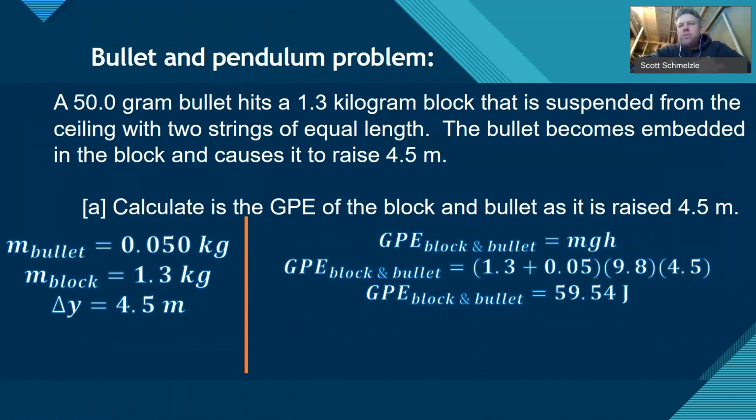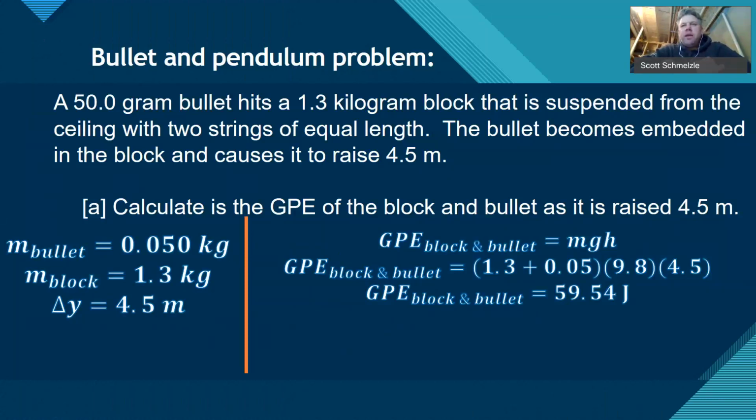The mass of the block is a 1.3 kilogram block, right? That's good. The height that it reaches, 4.5 meters, all right? So then it says, calculate the GPE of the block and bullet as it reaches 4.5 meters. Perfect. We've done stuff like that before, all right?